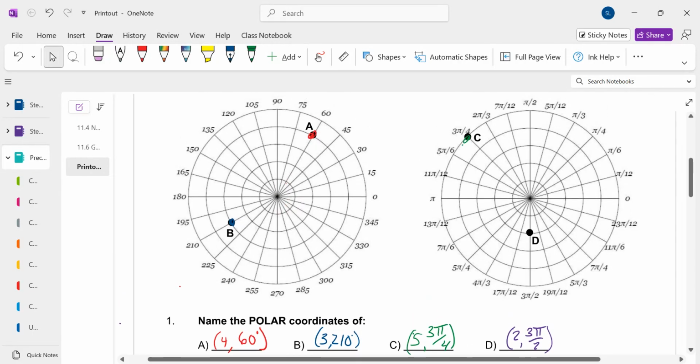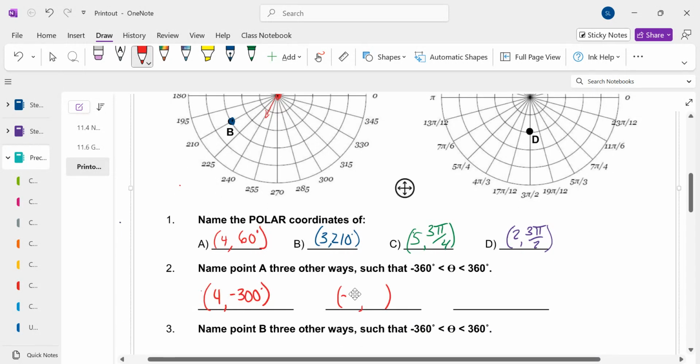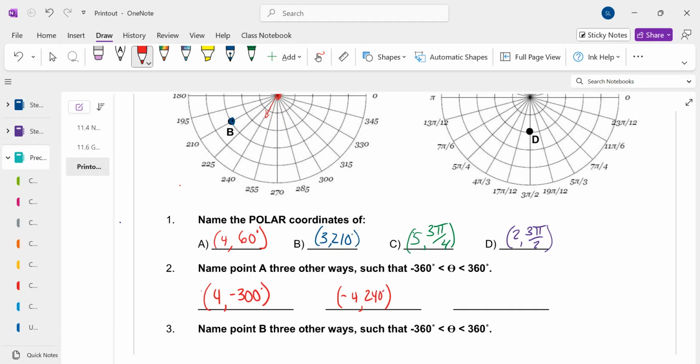Well, another way to land a ball at point A would be to stand at the center here, at the pole, face directly across the circle, like towards 240, and instead of throwing the ball forward, throw it backwards over your head. So I'm going to aim at 240, but I can throw it backwards over my head 4 units away, and that's going to result in coordinates of -4, 240. That's still going to land me at the exact same point, point A. This angle is where you're aiming always, and then negative just means you throw it backwards.